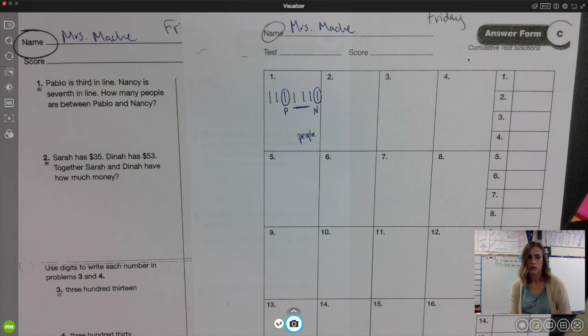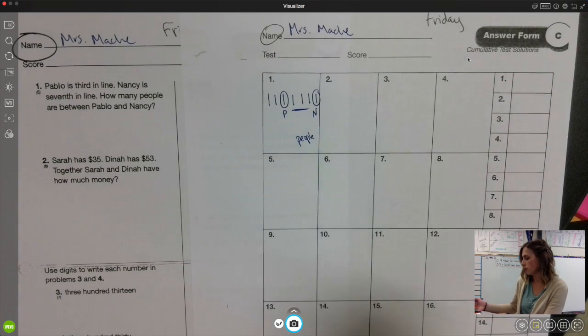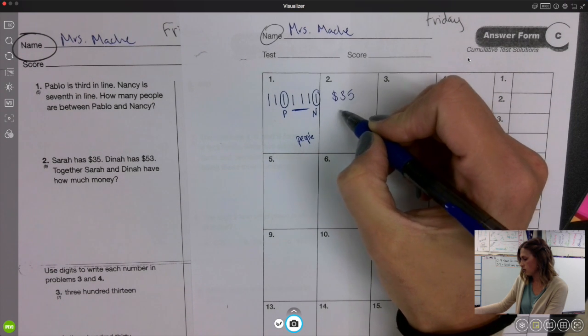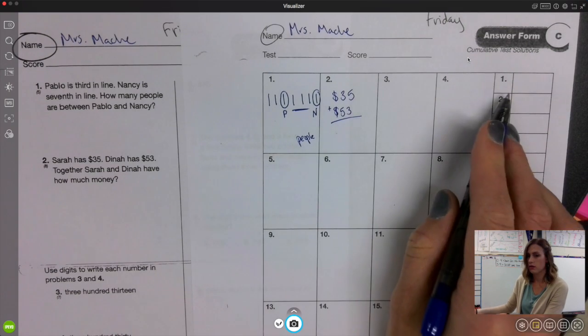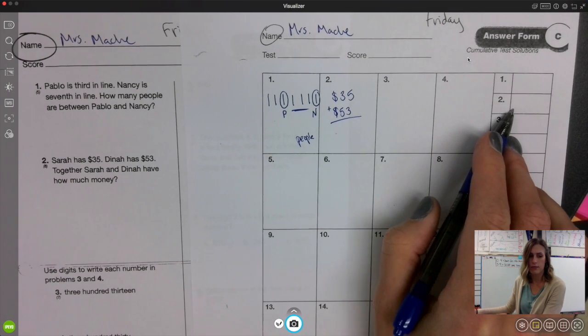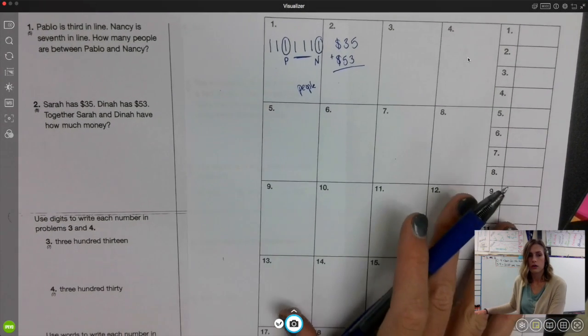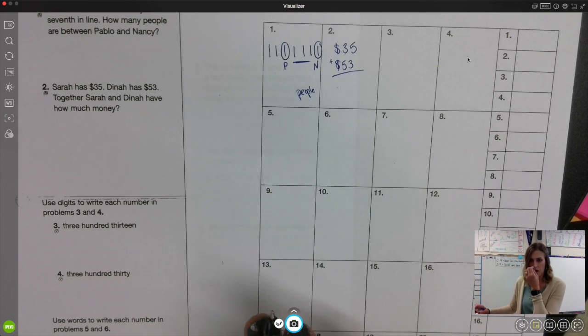Number 2, Sarah has $35, Dinah has $53. Together, Sarah and Dinah have how much money? So together means we got to add, so we got to do 35 plus 53. When you find your answer, put it over here in the box to the side. Pause the video if you're not done with 2. I'm moving on to 3.